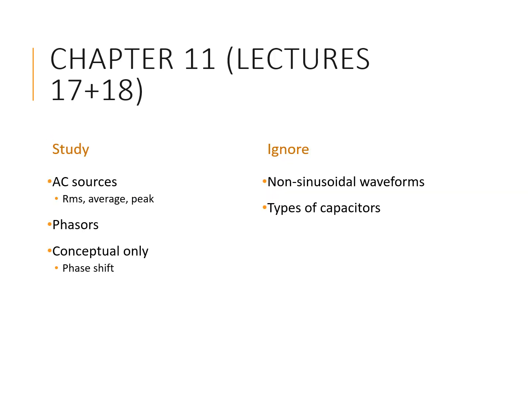So for chapter 11, this is where we introduce the alternating current, alternating current and alternating voltage sources. So please understand the difference between RMS, average, and peak and being able to convert between them. This is where we also introduced the phasor. We didn't really use it until the RC circuit at the end.